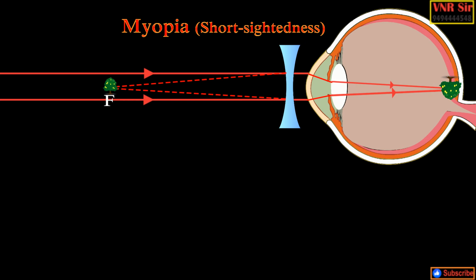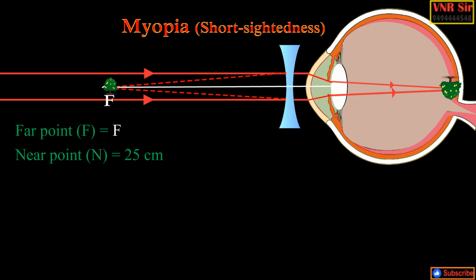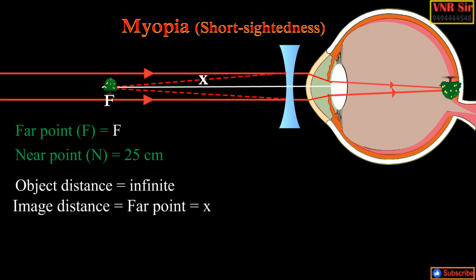For a normal human being, the far point will be infinite and the near point is 25 cm. But in this case, the far point is not at infinite distance. It is the point up to which he can see clearly, that is point F. The distance between the point F and the eye lens is x. So this x is known as the far point. The object distance is infinite and the image distance is equal to the far point, as the image is going to form at the far point.